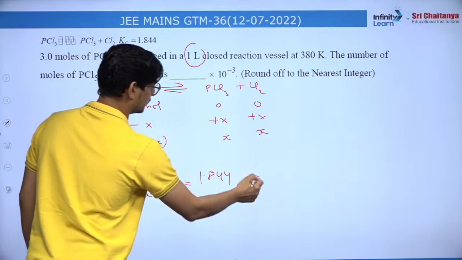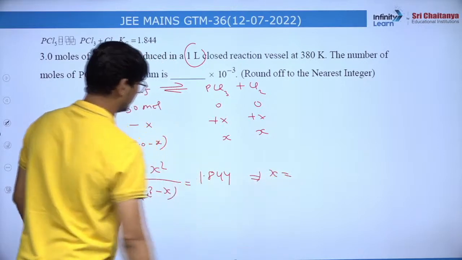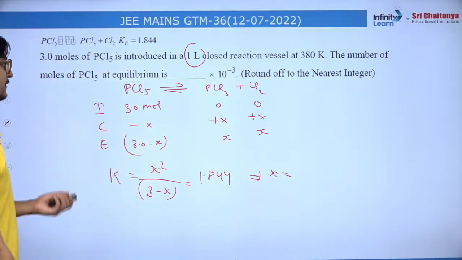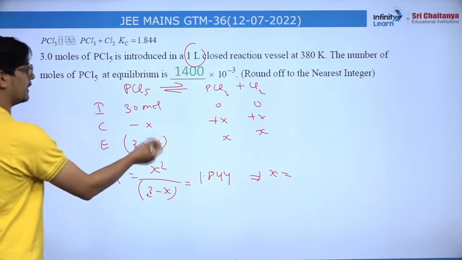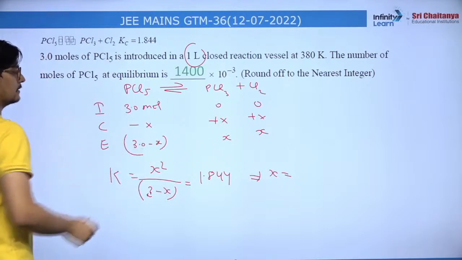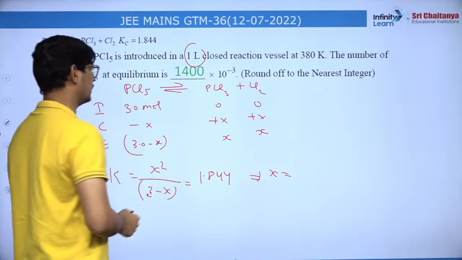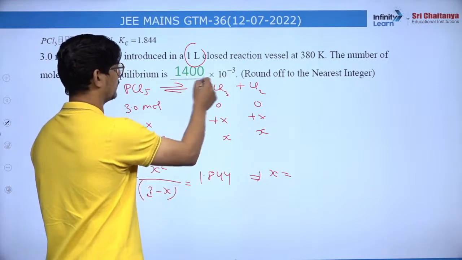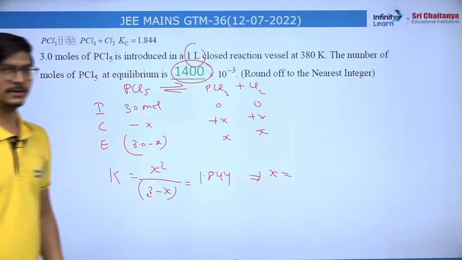You solve this quadratic equation and find out the value of x. Then our answer would be 3 minus x, whatever x is, subtracted from 3. That will be 1.4 basically, so 1400 into 10 to the minus 3 will be the correct answer.